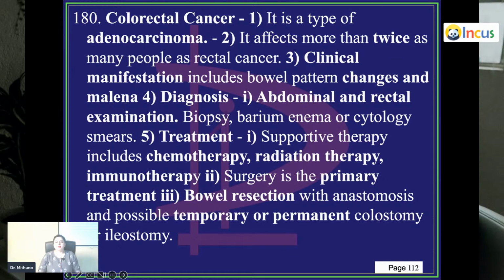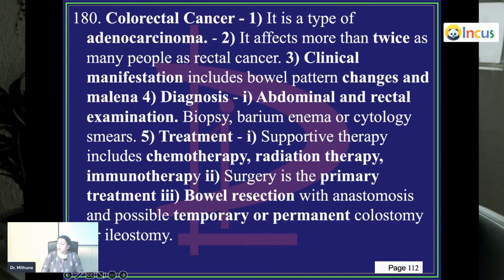So colorectal means what? Colon and rectum are being involved. That is where the cancer is happening. It's a type of adenocarcinoma. It's not a squamous cell. It's an adenocarcinoma. Soft tissues are being involved. It affects more than twice as many as rectal cancer.